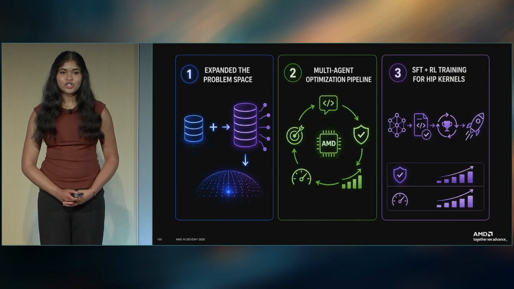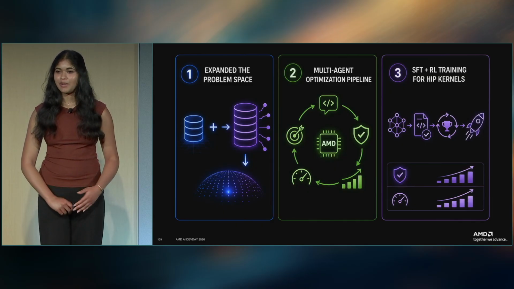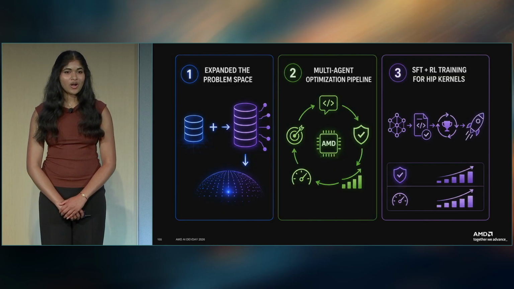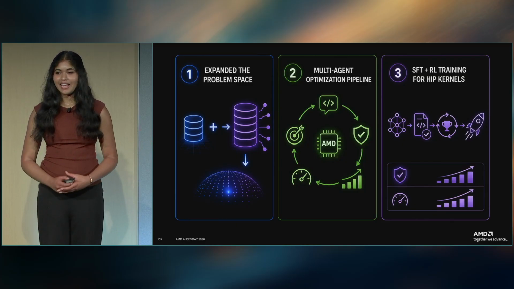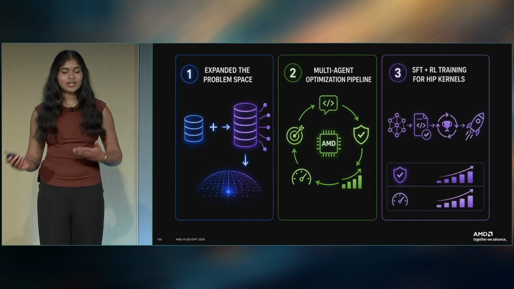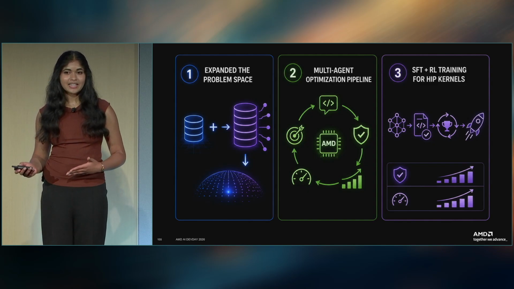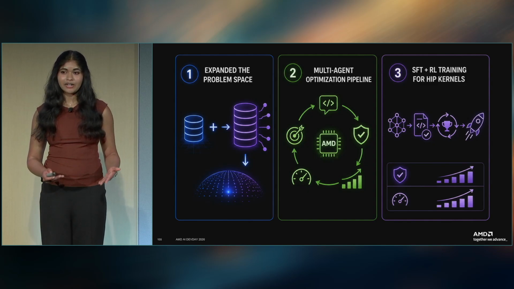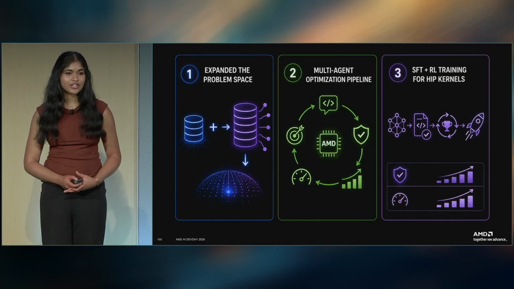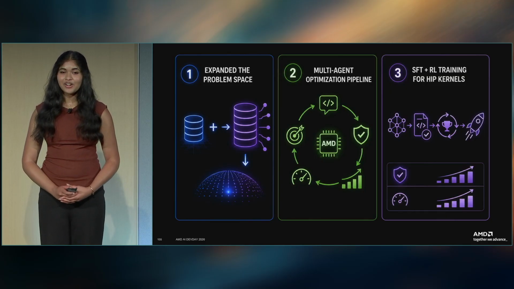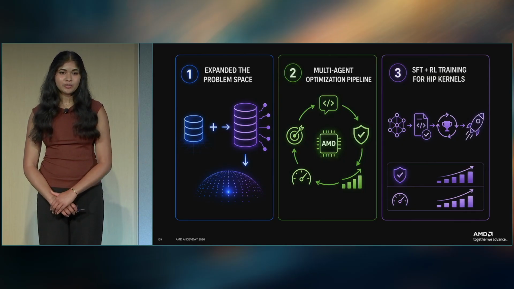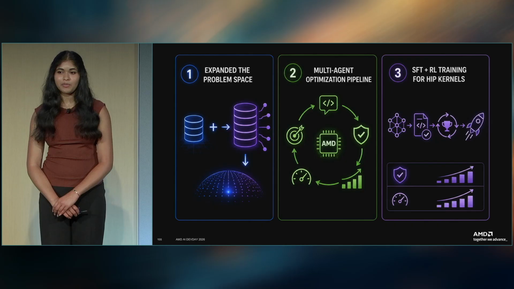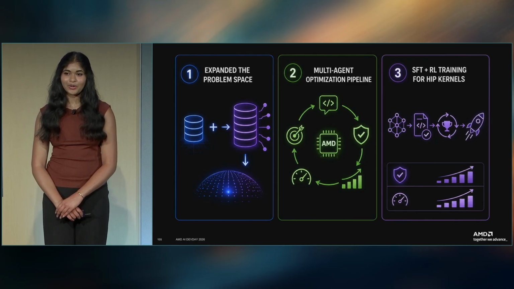Our second contribution is our multi-agent optimization pipeline. Instead of asking just one LLM to do everything in the kernel engineering process, we divide and allocate to different agents, including an agent to create all our synthetic data tasks, an agent to actually create correct HIP kernels, and our evolutionary search optimizer, which is going to search for faster HIP kernels. And our final contribution in this space is we're taking all of this data and we're actually doing supervised fine-tuning and our GRPO-based reinforcement learning for HIP kernels.